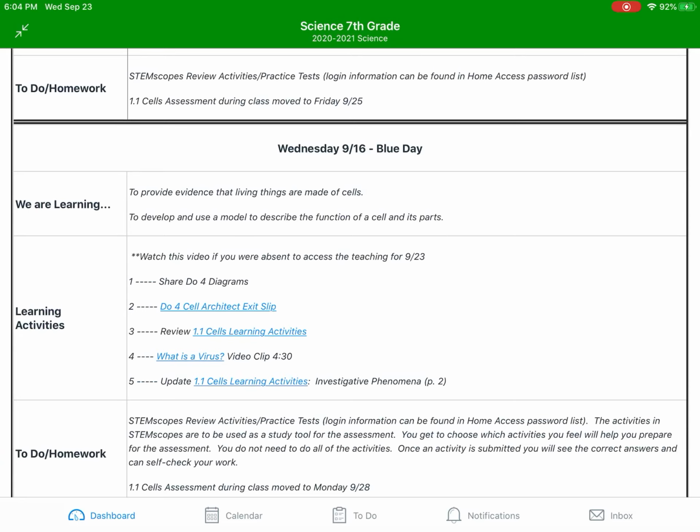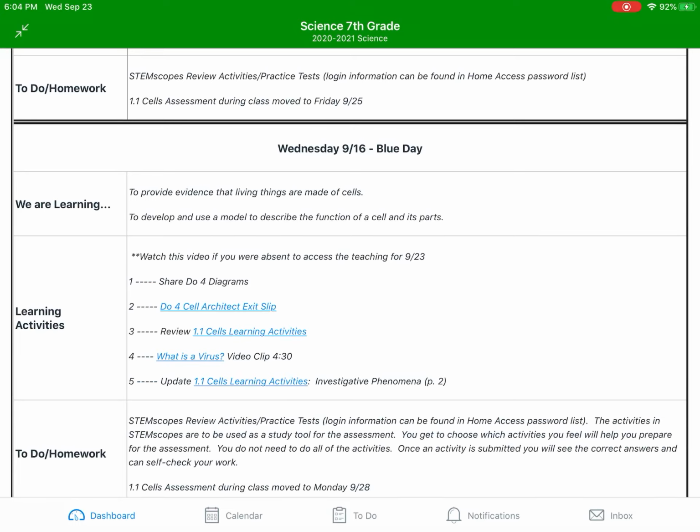Just like in a city, there are different parts in a city. They all have certain functions that all work together to have a functioning city. And so we related it to that. Then we completed our Do-For Cell Architect Exit Slip, which was our second learning activity.